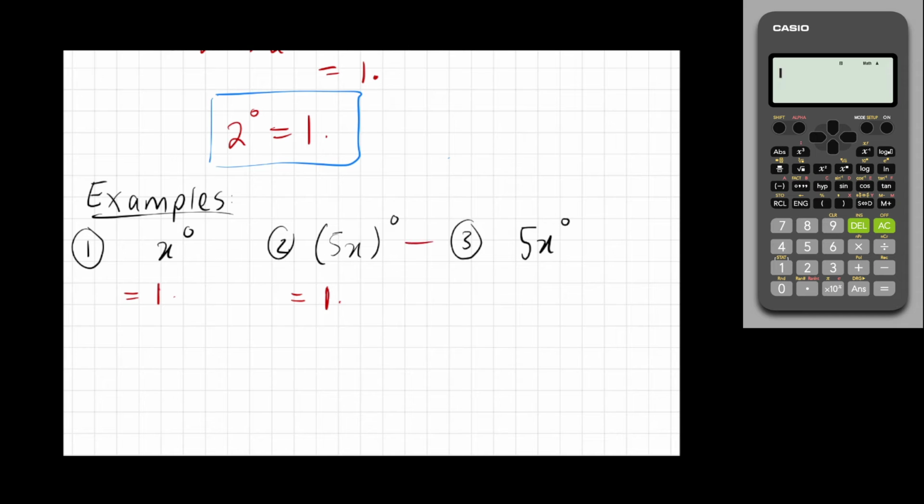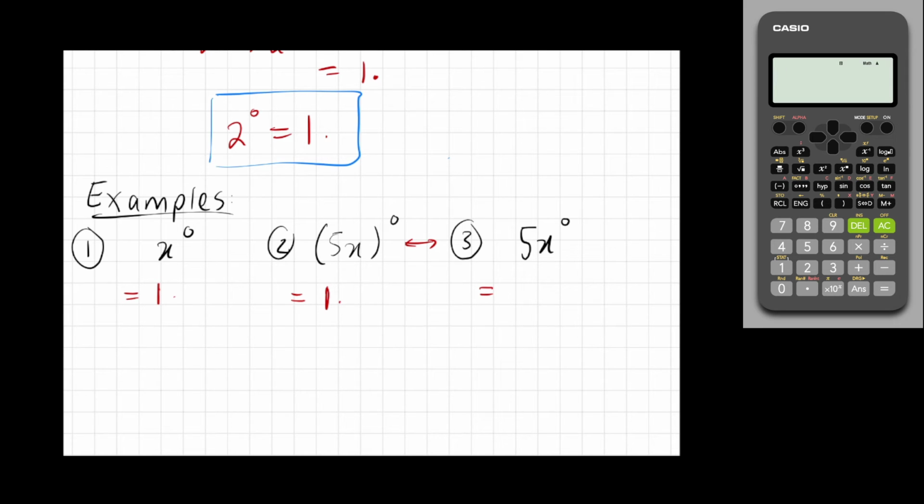Now you may notice a little difference between these two here. On number 2, we had the brackets, but in number 3, we don't. And that's because the 5 and the x are separate from each other, okay? They were together because they were included within the brackets and then had the 0 applied to them. But for 3, they are actually separate entities, okay? They're being dealt with separately. So let's see how they're dealt with.